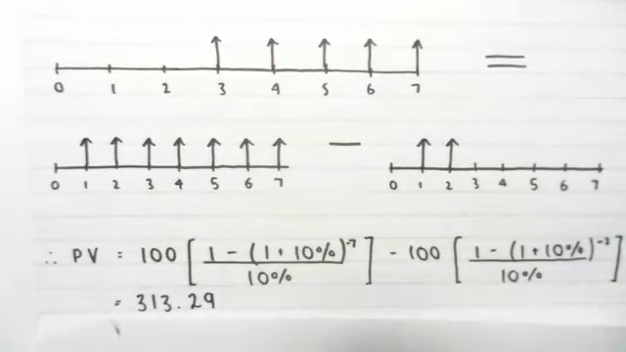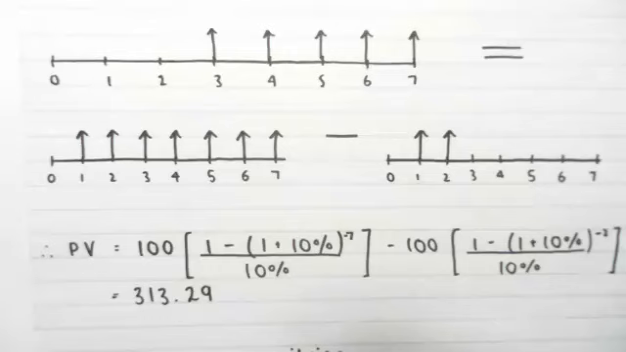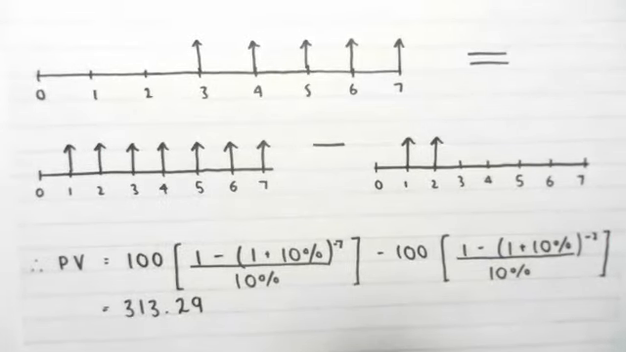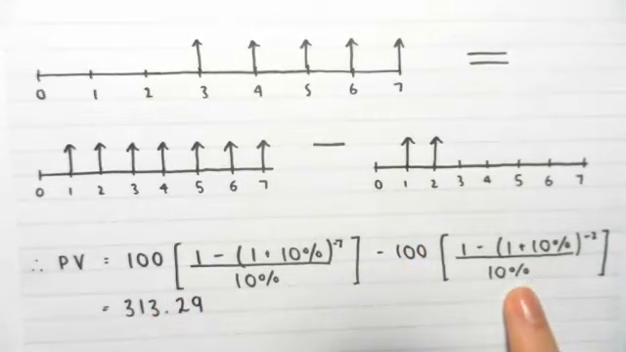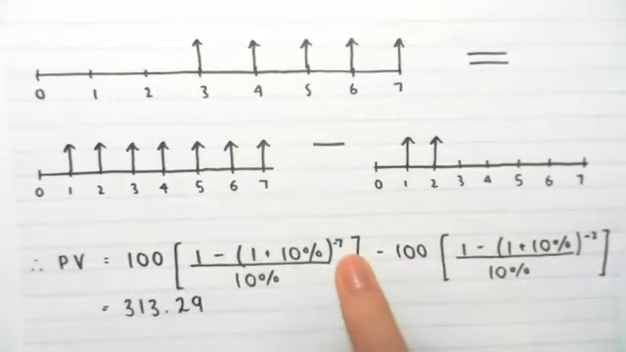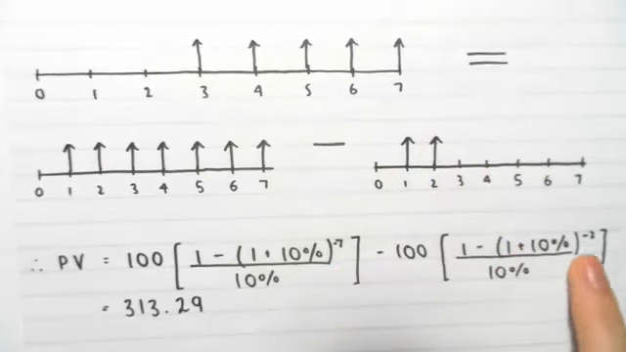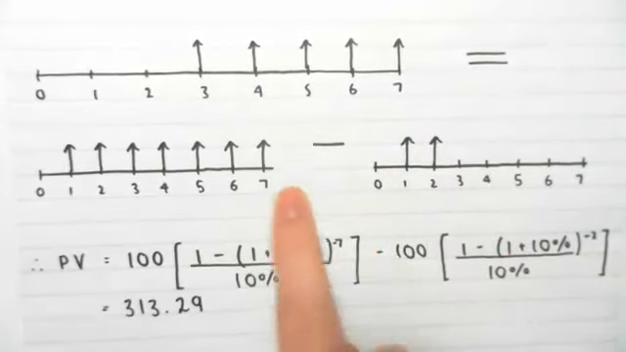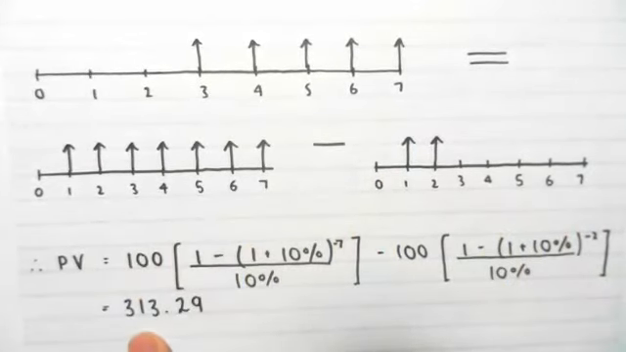So all we have to do then is calculate the present value of these annuities. And because they all start in period 1, we don't have to worry about any sort of complications. So we've got 100, 100, and then 10% per annum if we're keeping the numbers from the previous problem. And then in this case we've got 7 cash flows, and in this case we've got 2. And just remember the minus sign because you're doing this minus this. And we get $313.29. And you'll notice that's the same as method 1.